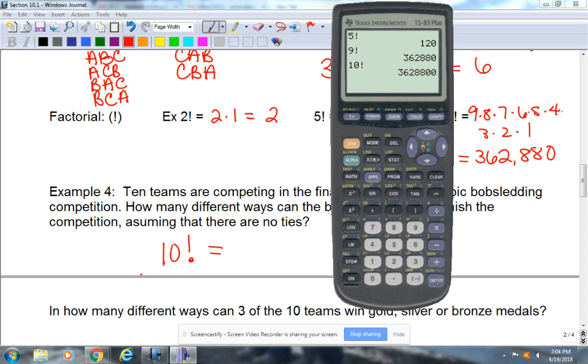And that is 3,628,800 ways that these 10 teams can finish. It didn't seem like it would be that many, right? That's a lot. 36,288,000. No, I said that wrong. 3,628,800 ways that these teams could finish in order from 1st to 10th place. Wow.